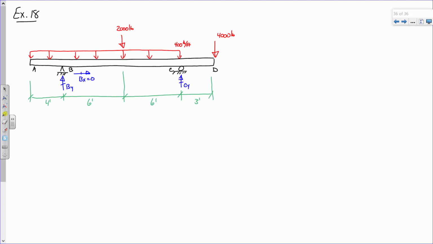6,400 pounds, okay? Now, I'm going to say that that occurs about right here. And so that's 6,400 pounds. And how far is that from A? 8 foot.